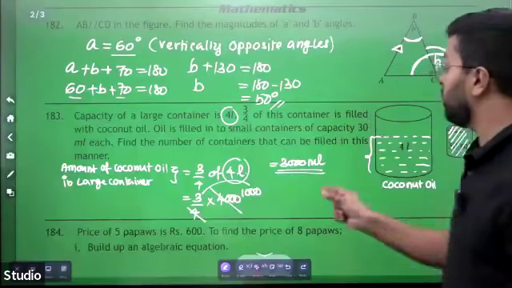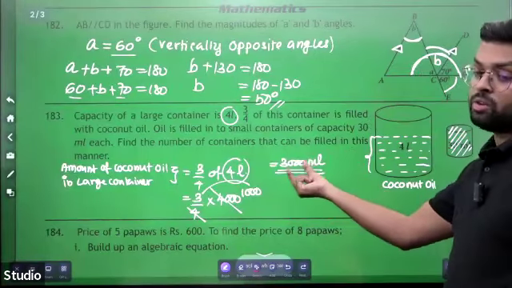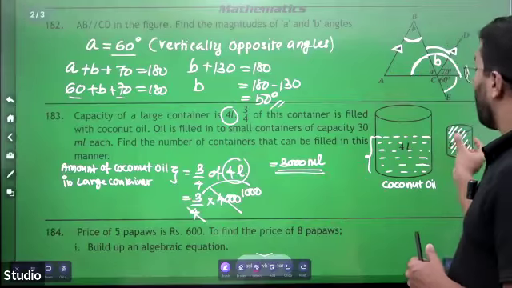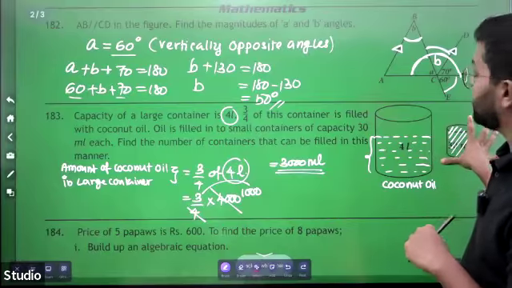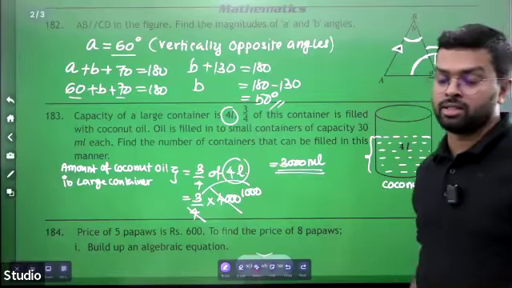Now it's asking, in order to completely empty this 3,000 milliliter amount, how many times, or how many containers do you need, where the capacity is 30 milliliters.